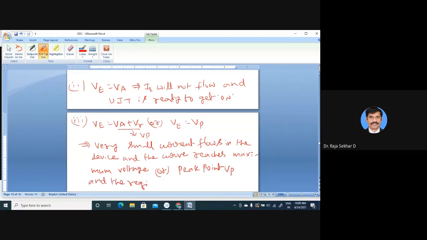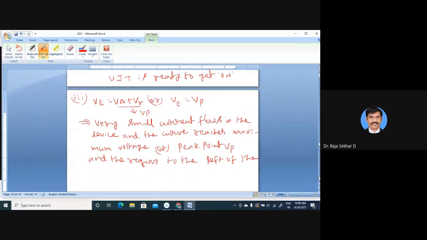And the region to the left of the peak point is called cutoff region.